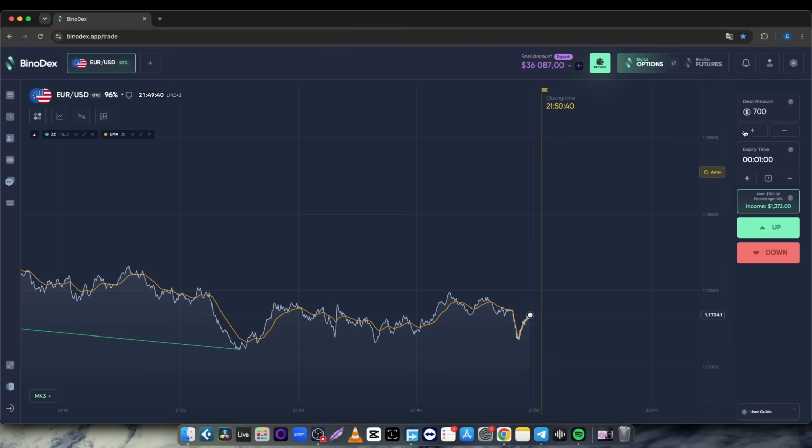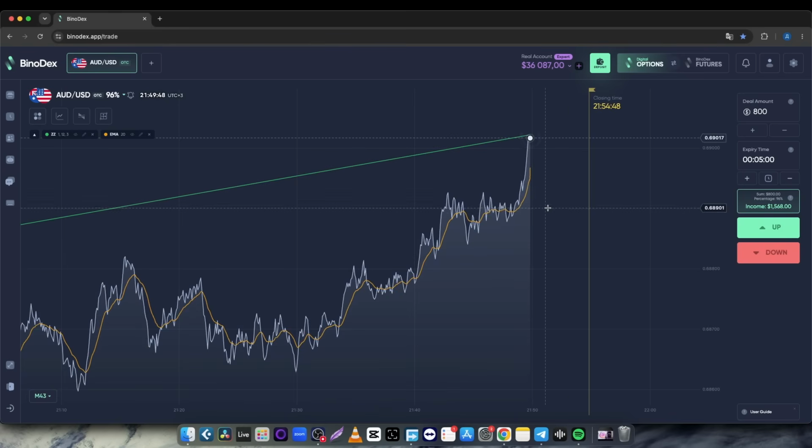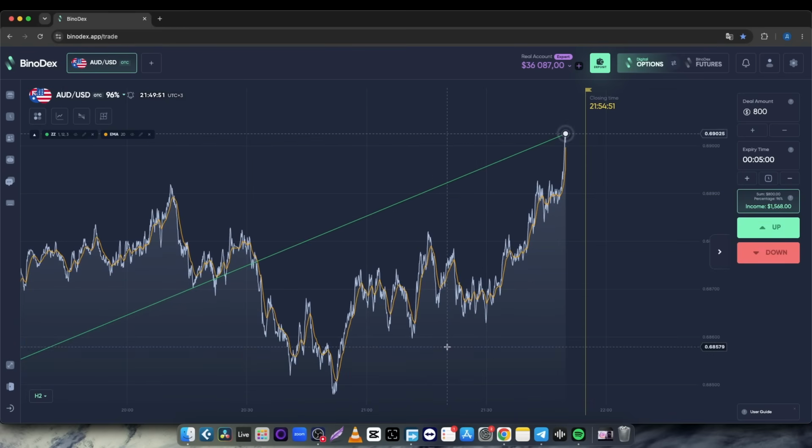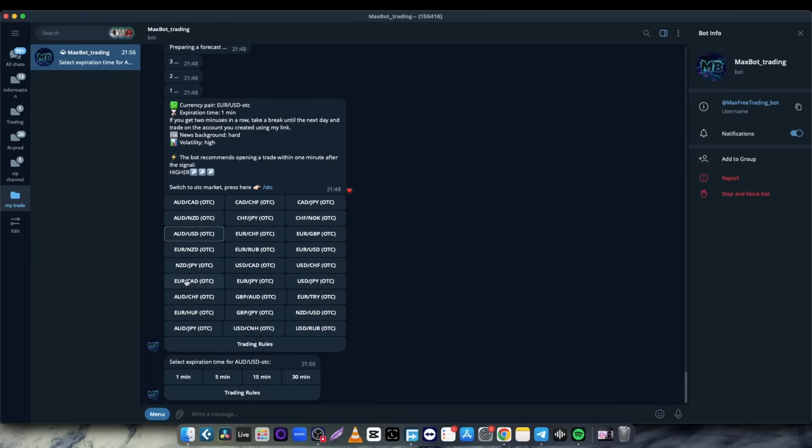Okay, let's note that my first trade ended in profit. Good start. The neural network is working well. Now I'll open a second trade on the 5-minute time frame and invest $800 according to the money management rules. Guys, let's change the currency pair. I'll take the Australian dollar and American dollar OTC.